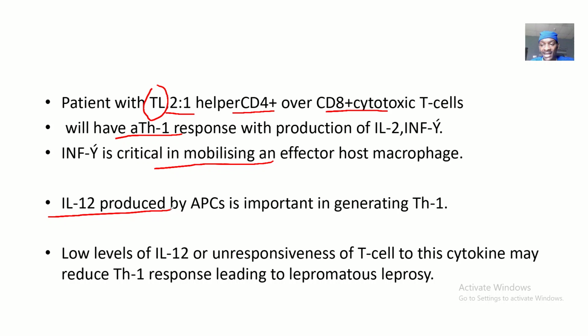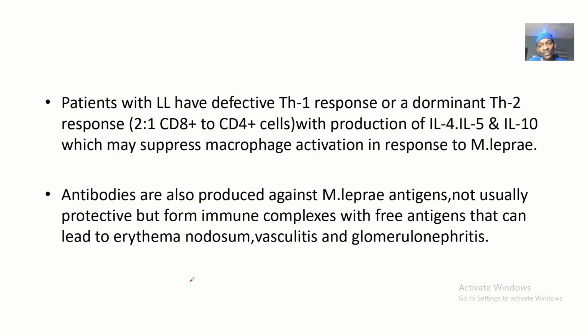Interleukin 12, produced by the antigen presenting cells, is important in generating the type 1 hypersensitivity reaction that patients with tuberculoid leprosy will have. Low levels of this interleukin 12 or unresponsiveness of the T cells to this cytokine will reduce the type 1 hypersensitivity response, leading to lepromatous leprosy. So in tuberculoid leprosy, interleukin 12 is produced and you have a type 1 hypersensitivity reaction. That's why in tuberculoid leprosy the damages are kind of mild. Now moving to lepromatous leprosy.